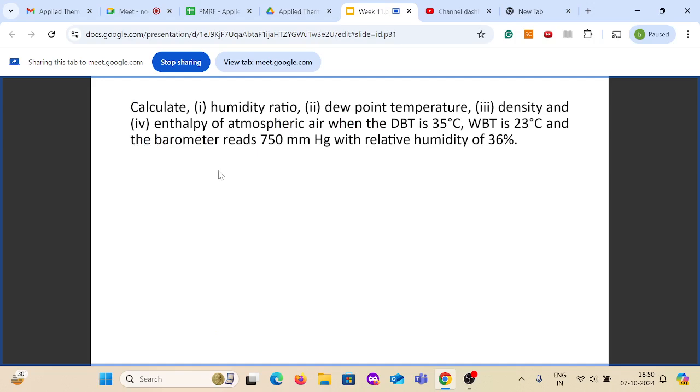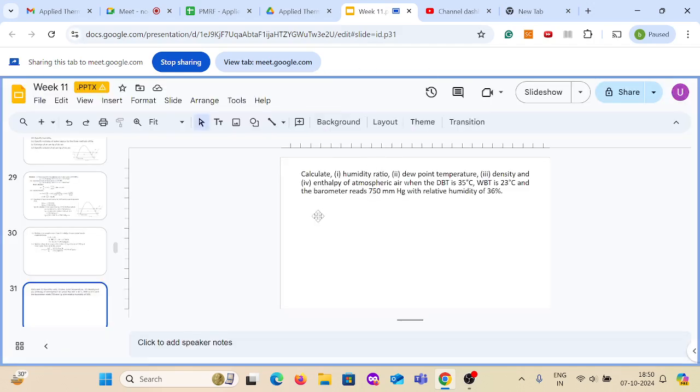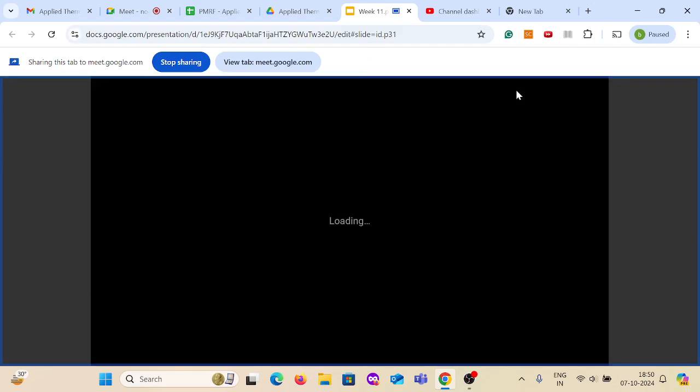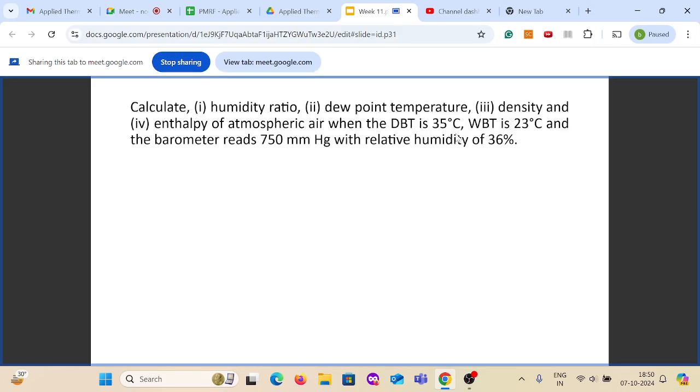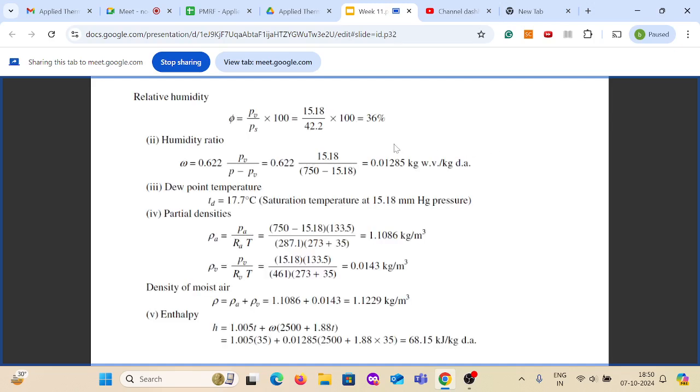Next question. You need to calculate the humidity ratio, dew point temperature, density, and enthalpy of atmospheric air if the dry bulb temperature is 35 degrees Celsius and the wet bulb temperature is 23 degrees Celsius. The barometer reads 750 mm of Hg with a relative humidity of 36%. So this is again a similar problem.